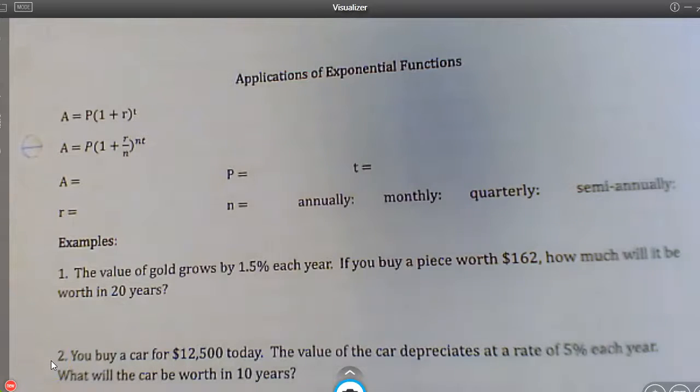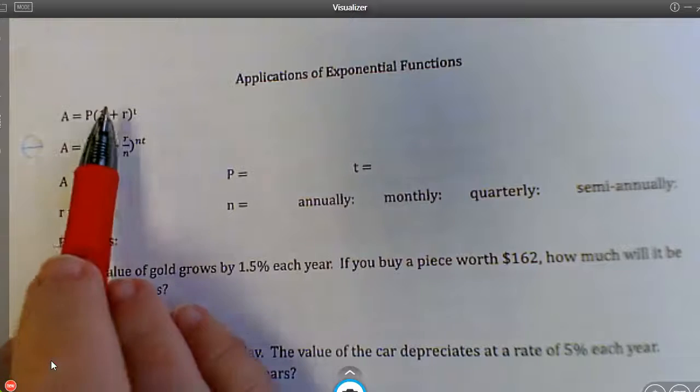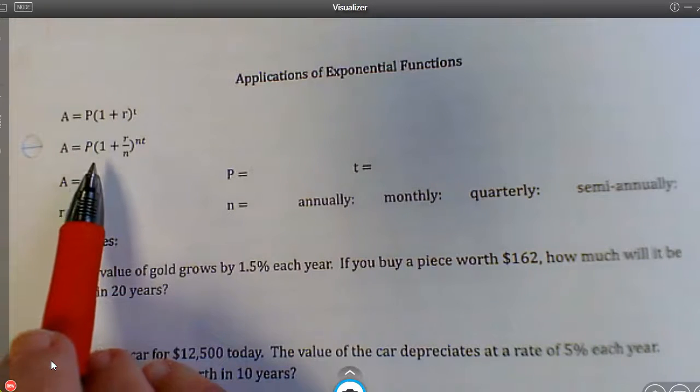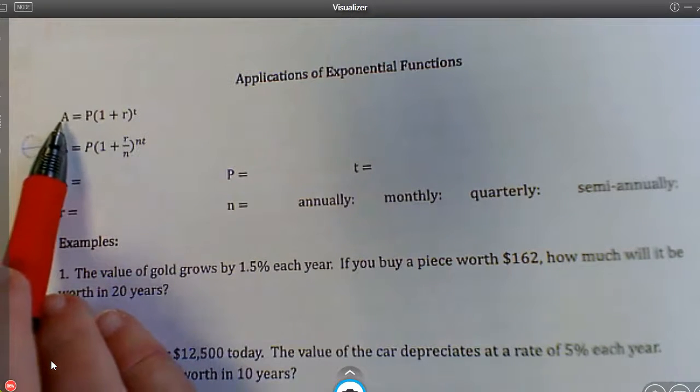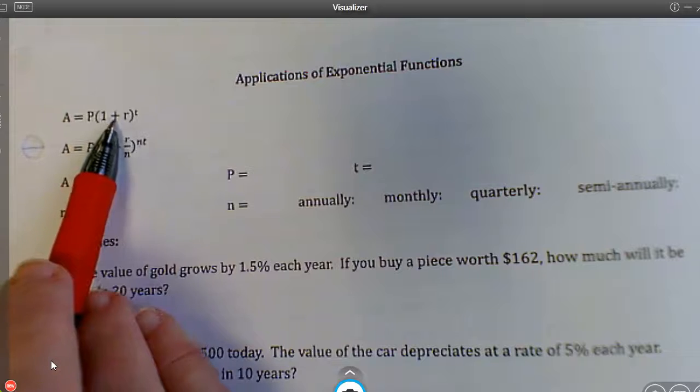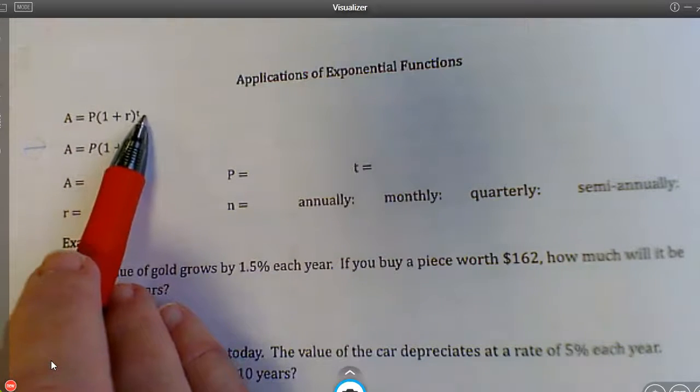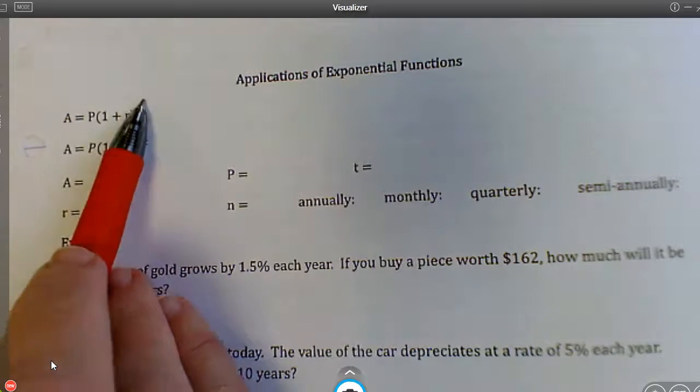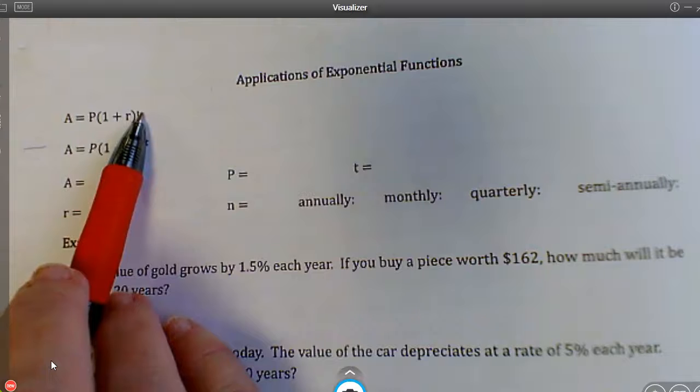So with the exponential functions that we've been looking at, we're going to look at the word problems, and there's two equations that we need to talk about. Okay? This one says A equals P times (1 plus r) to the t. T is a power there. This one is the most common equation that you'll use.